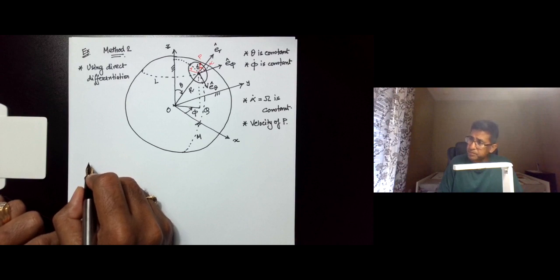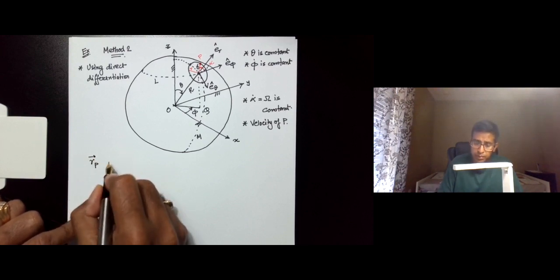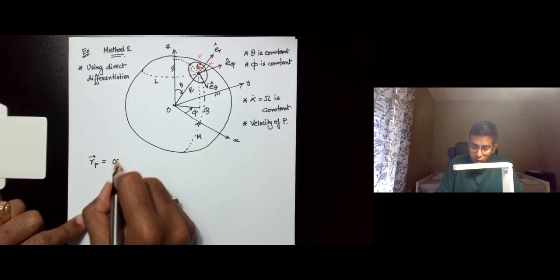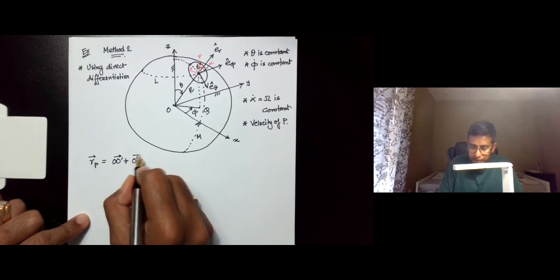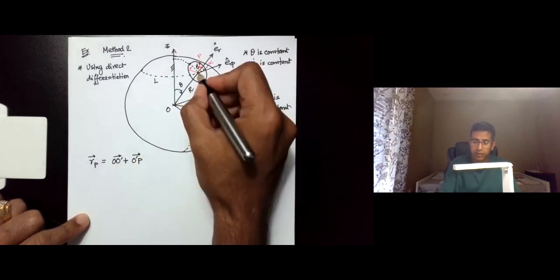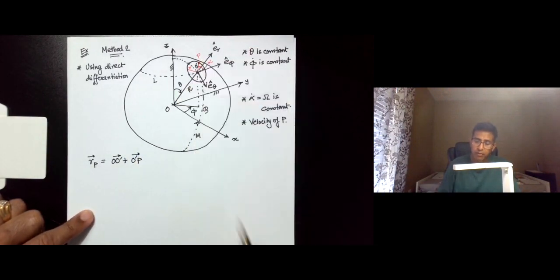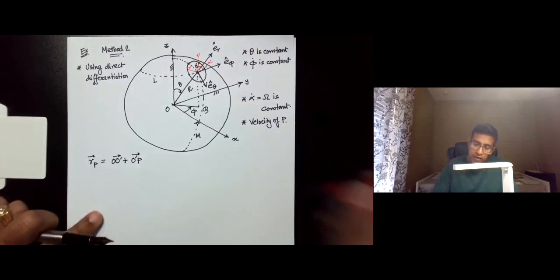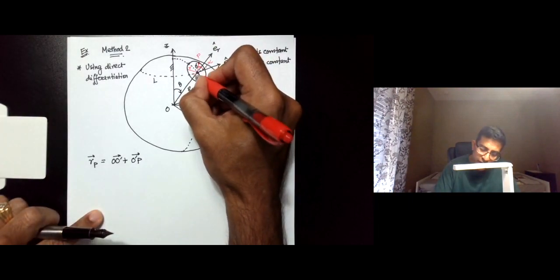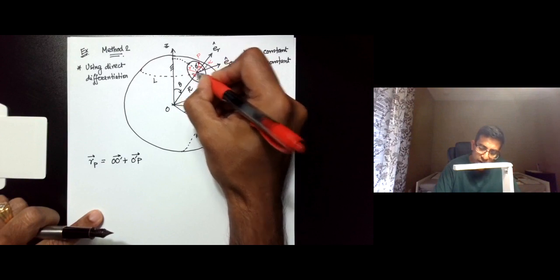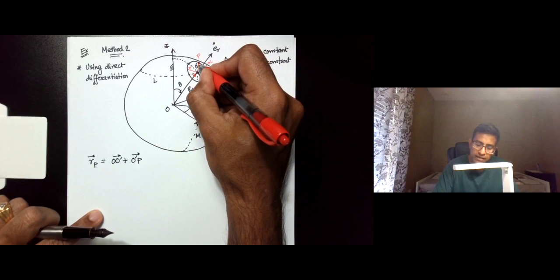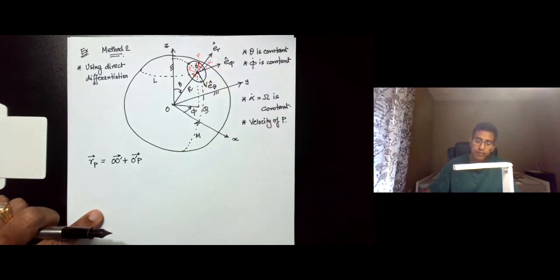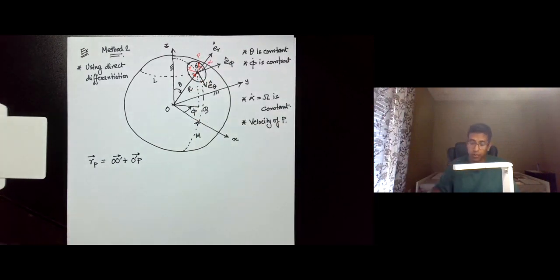So we'll say that the position of P, which is Rp, is equal to O prime plus O prime P. So the vector going from O to O prime is a vector like this. The arrowhead is pointing towards O prime, and the vector going from O prime to P has an arrowhead that points towards P from O prime.